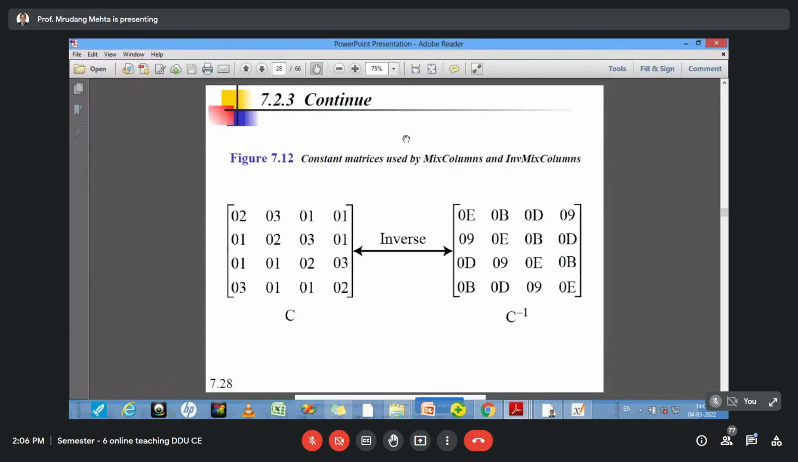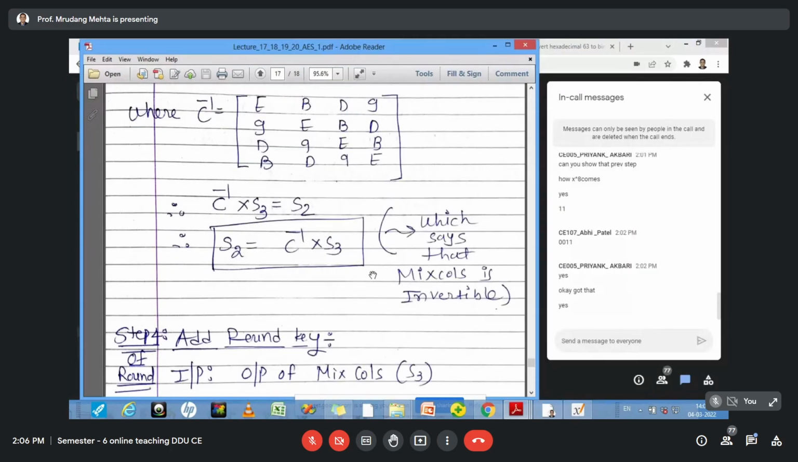So this is inverse mix column. So 2, 3, 1, 1, then shift rotate it by 1 byte. So 1 byte left, 2 bytes left, 3 bytes left. And the inverse is 0e for 2, 0b for 3, 0d for 1, and 09 for 1. So now let us see that if we multiply S3 by C inverse, will we get S2?